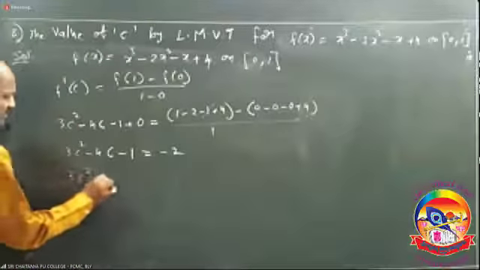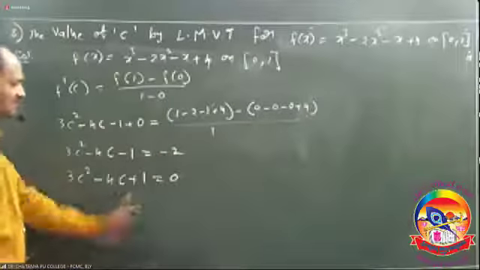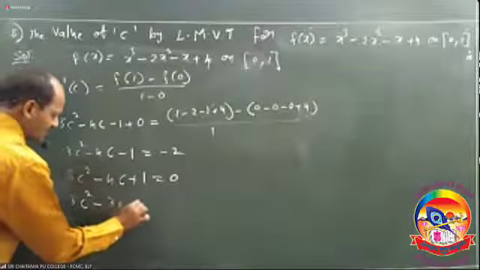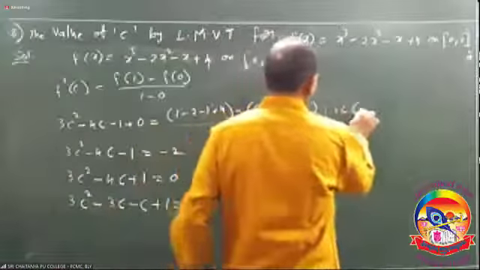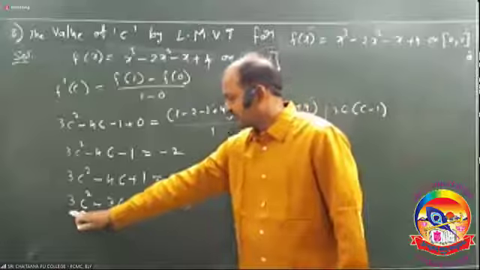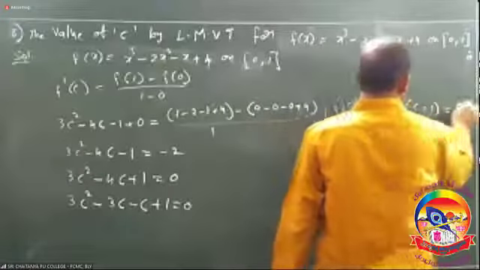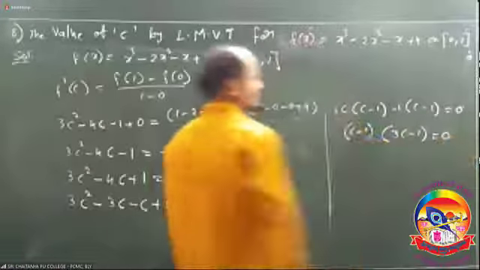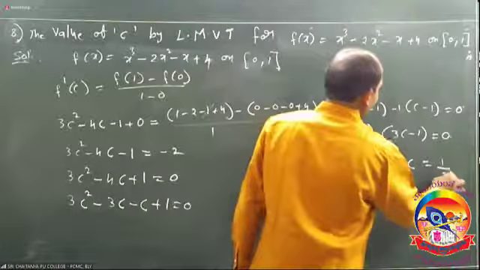Then it is 3c square minus 4c plus 1 is equal to 0. Then you take factors. Okay, na? What are the factors? 3c square minus 3c minus c plus 1 is equal to 0. Taking 3c common, we get c minus 1, minus 1 into c minus 1 is equal to 0. That is c minus 1 into 3c minus 1 is equal to 0. Then the c values are 1 and 1 divided by 3.